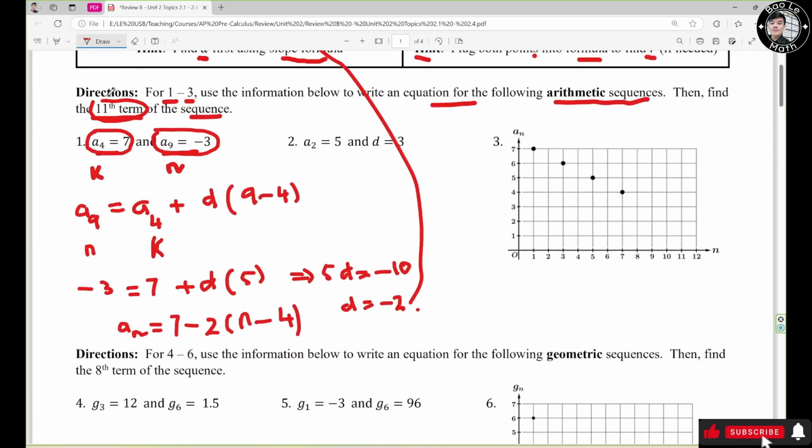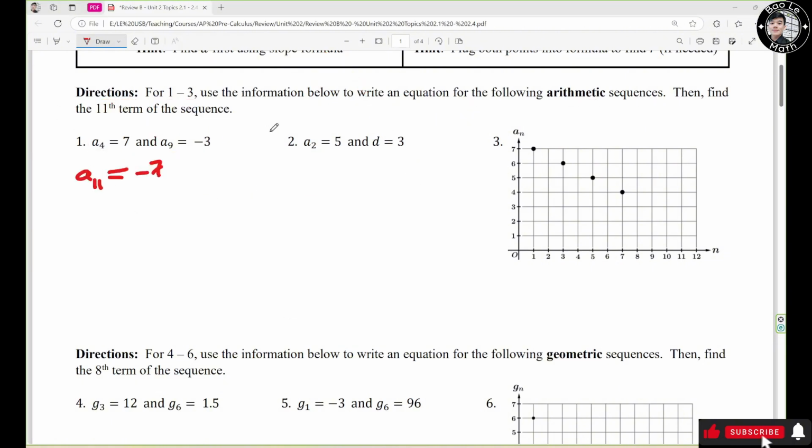Alright, now I need to solve for the 11th term, so I substitute 11 for n. I'm going to end up with a sub 11 equals 7 minus 2 times 11 minus 4, right? 11 minus 4 is going to be 7. 7 times 2 is going to be 14. So 7 minus 14 is going to be negative 7.